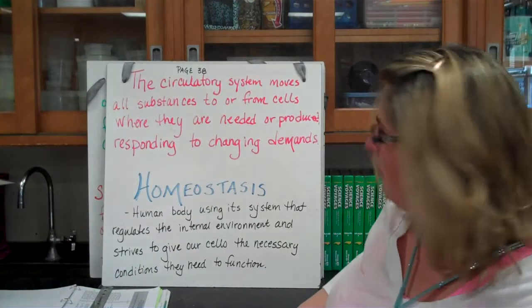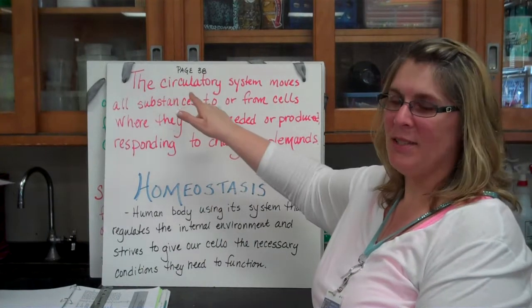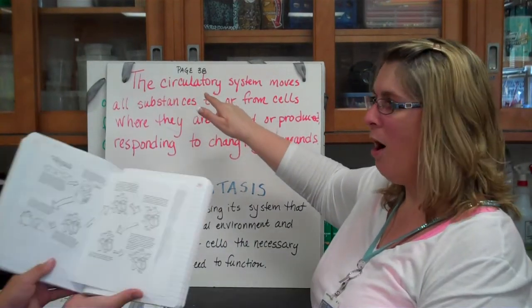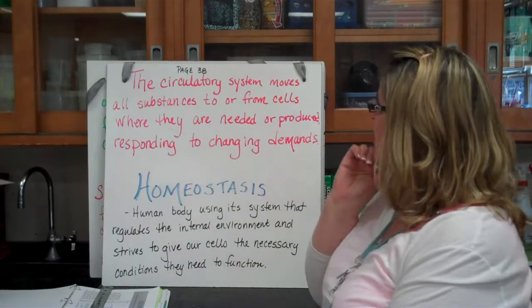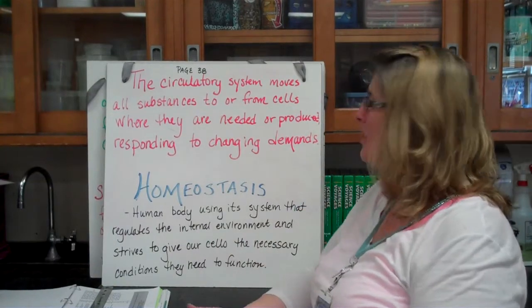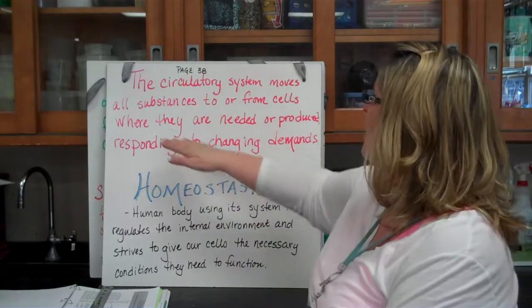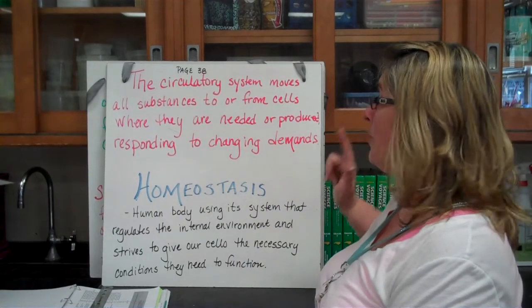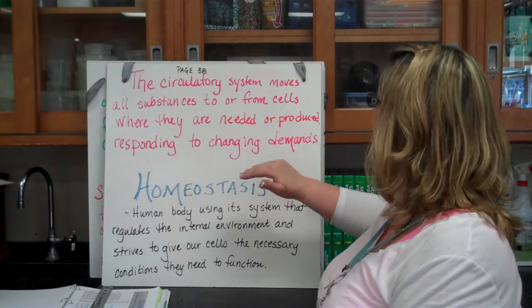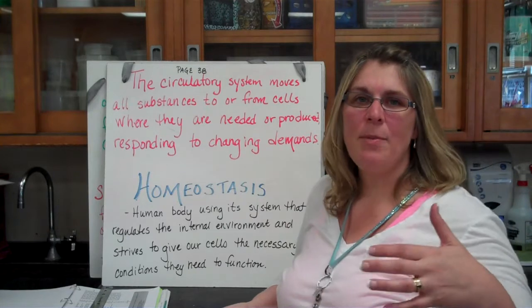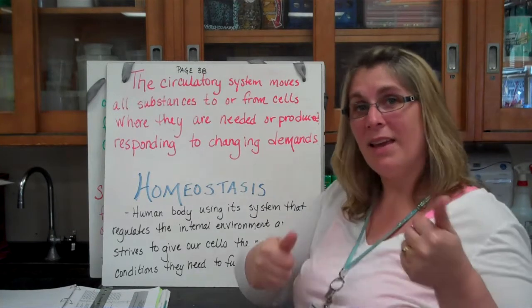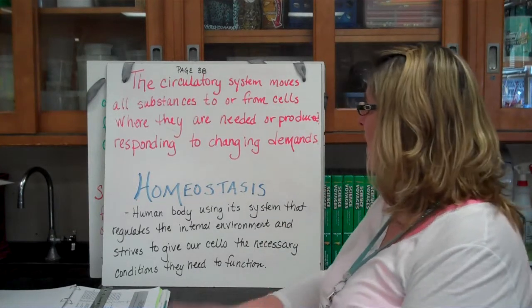Now, the circulatory system, page 38, moves all substances to and from the cells. So it moves everything all throughout the body to and from the cells where they are needed or produced, responding to changing demands. So what happens is your body needs something and it gets there through the circulatory system.